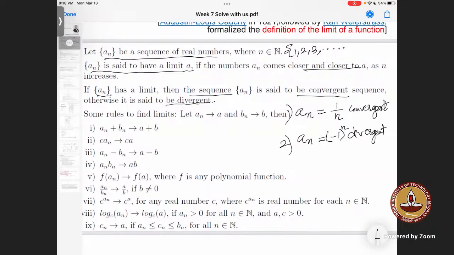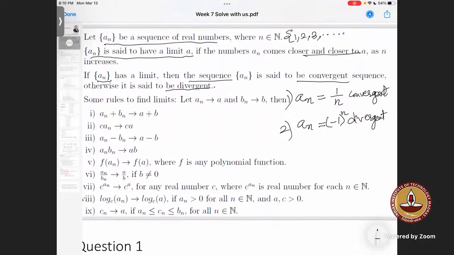Sir, it is also a bounded function, na? Which one? The second one, sir. Yes, of course, it always lies between minus 1 and 1. Very good. If a particular sequence an has some upper limit and some lower limit, that is, if it is between 2 numbers, then we can say that the sequence is bounded.